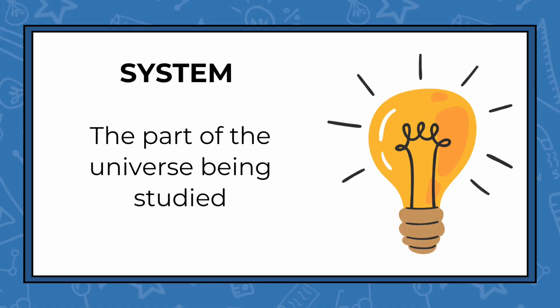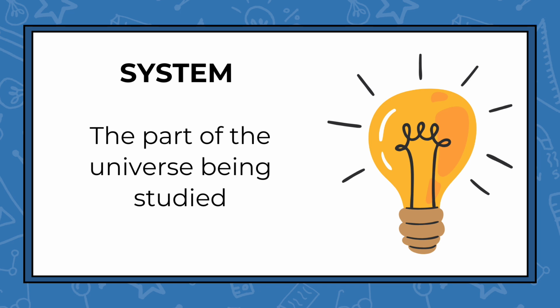So, first, we have a system. The system is the part of the universe being studied. A system is the part of the universe that we are studying or focusing on in an experiment. It can be anything, like a chemical reaction happening in a test tube, or water boiling in a pot, or even our own body during exercise.